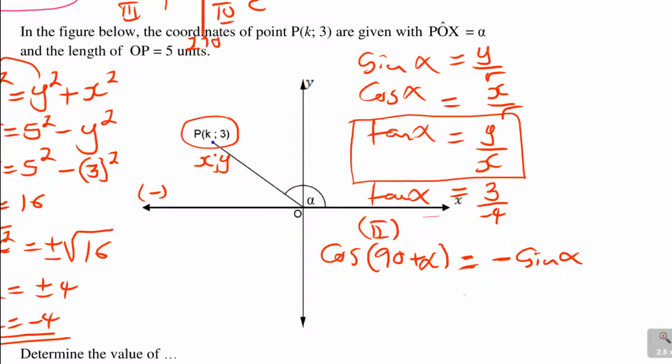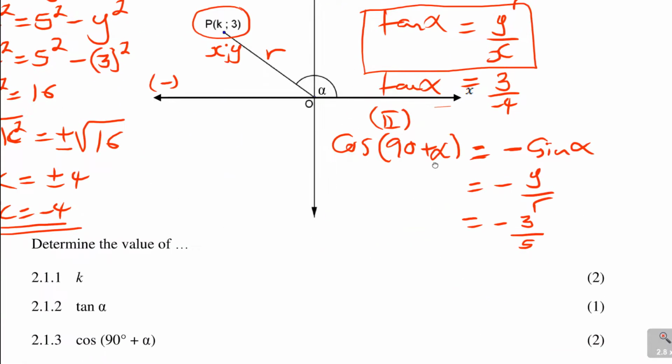Which is equal to, now alpha, what is sine alpha? Sine alpha is y over r, which is equal to negative, what is my y? You come back again, y is 3, so -3 over, and what is r? Remember, they told you OP, which is r, is 5 in this case. That's your r there, which is 5. So that is it, -3 over 5.